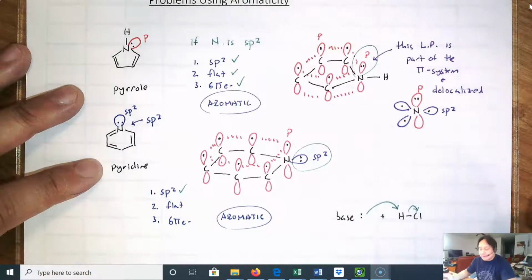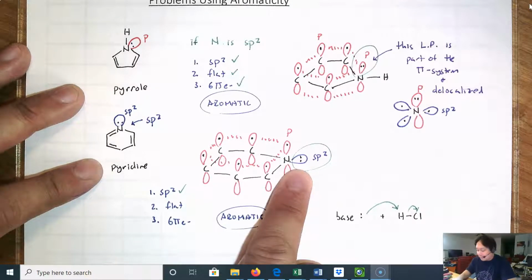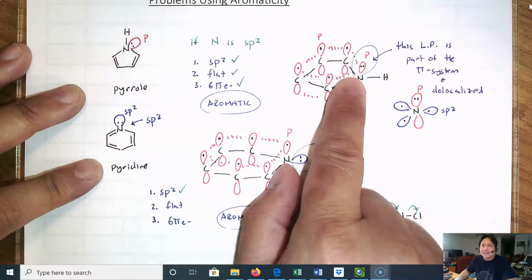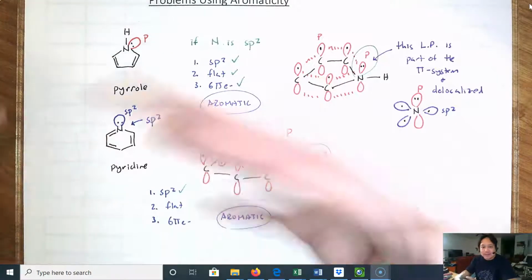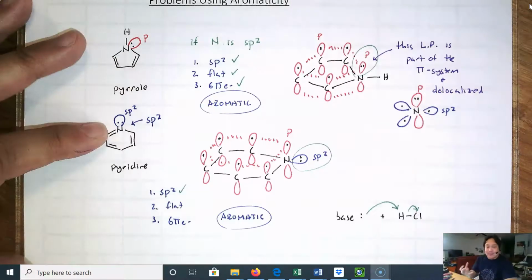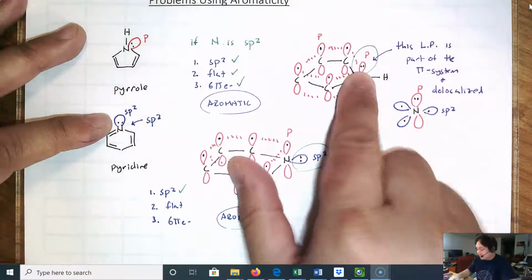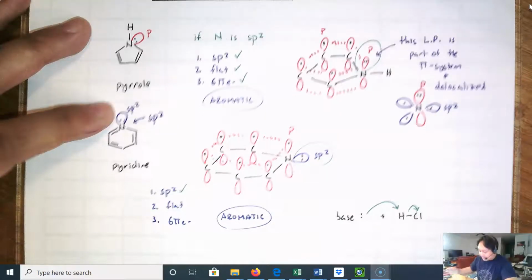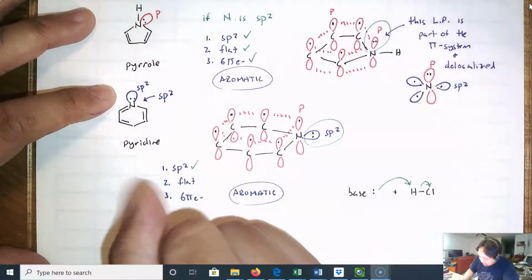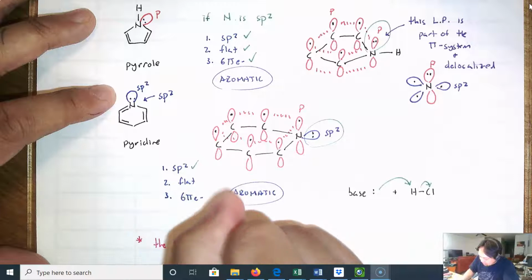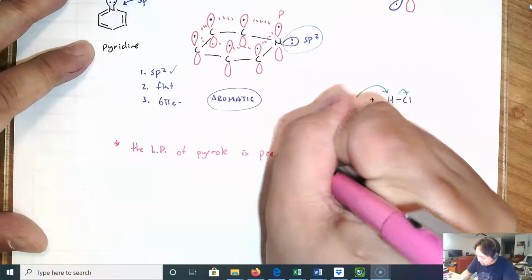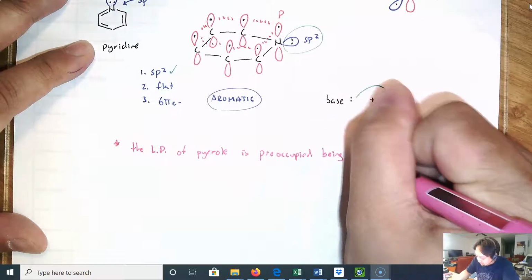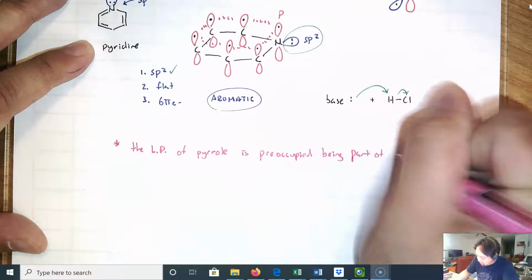The analysis here is that this lone pair is more likely to grab a proton because this lone pair is, I call it, preoccupied. It's busy circling around the ring. It's busy being delocalized. It's not really a full lone pair. My conclusion then is the lone pair of pyrrole is preoccupied, being part of the pi system.